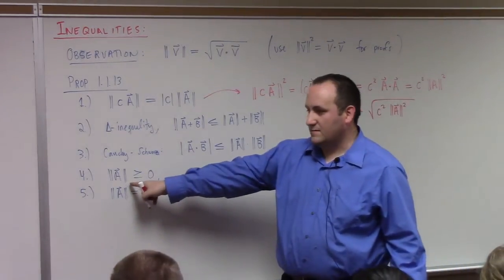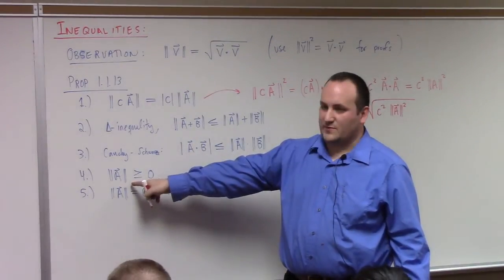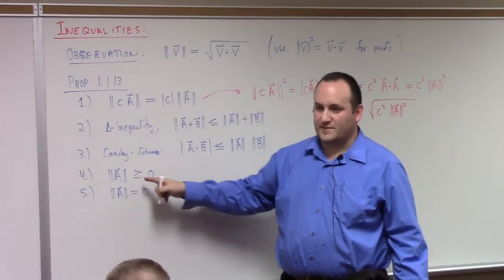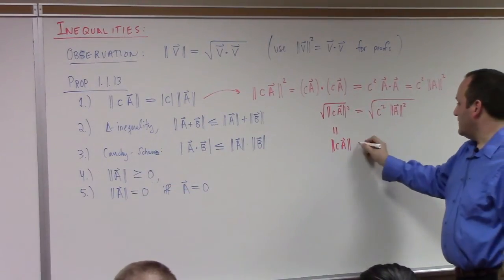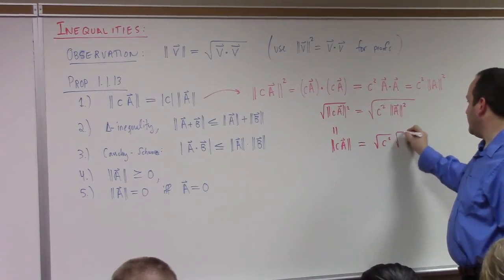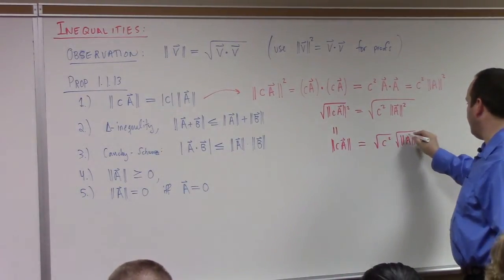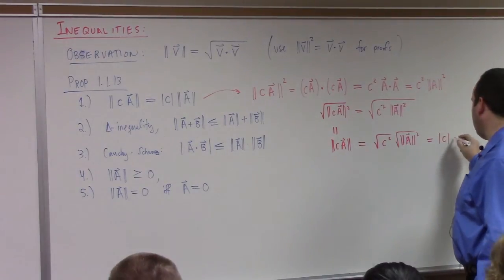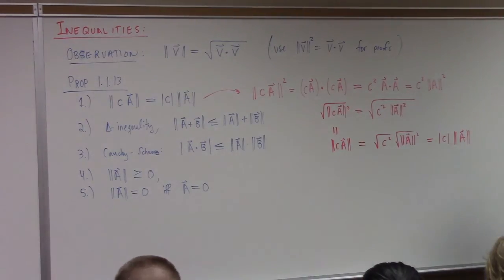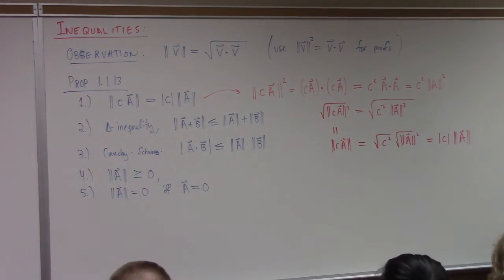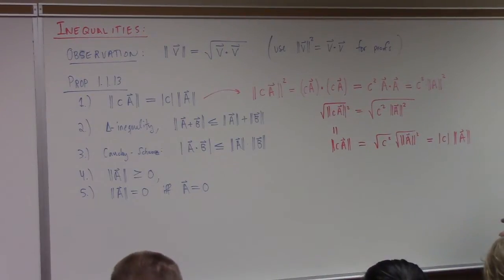This observation is easy to see just from the definition of the norm, which is the square root of the sum of the squares of the components. So 4 is immediately obvious from the definition of norm. And over here, we have the square root of c squared times the square root of the norm of A squared, which is just the absolute value of c times the norm of A. By the way, the norm of a real number is just the absolute value. Norm is a generalization of absolute value. It measures how far the vector is from the origin, just like absolute value measures how far the number is from 0 on the number line.